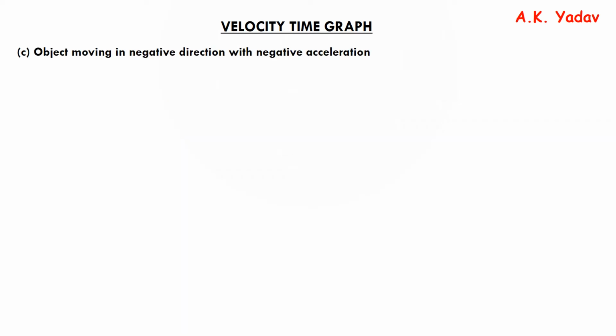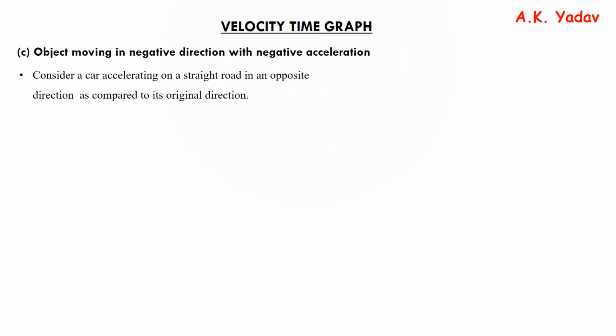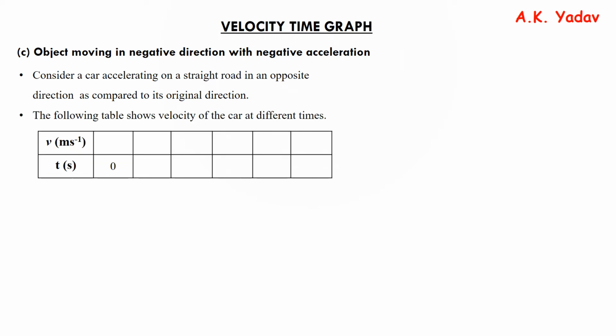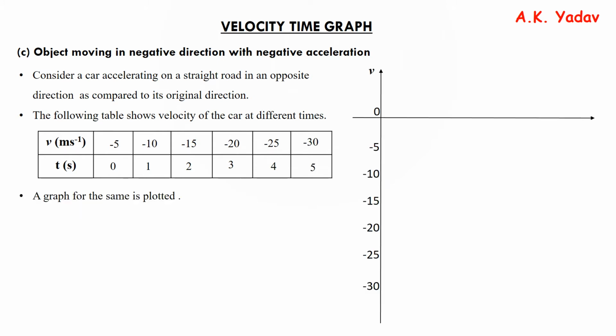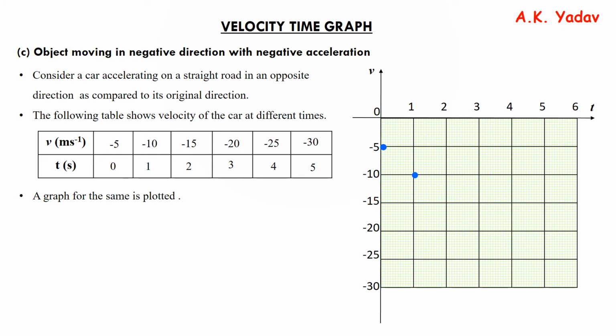Case 3. Object moving in the negative direction with negative acceleration. Consider a car accelerating on a straight road in the opposite direction compared to its original direction of motion. Now we will tabulate it. When time is 0, it's minus 5; 1, minus 10; 2, minus 15; 3, minus 20; 4, minus 25; 5, minus 30. Okay, let us plot this on a graph.